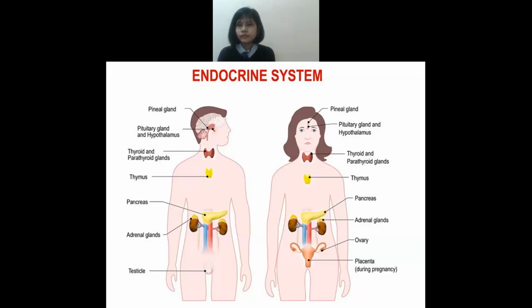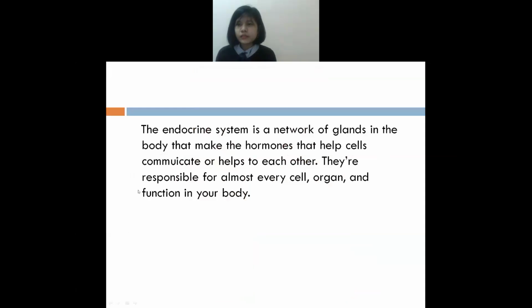First, pineal gland. They make a chemical, melatonin. Okay, you start from the beginning. That is the endocrine system.